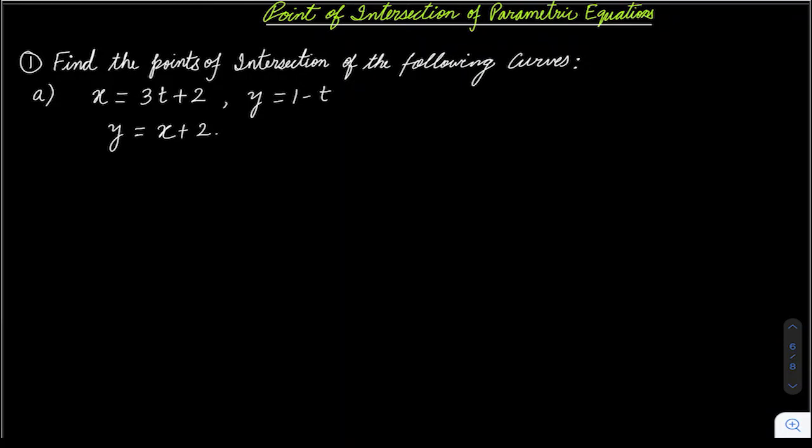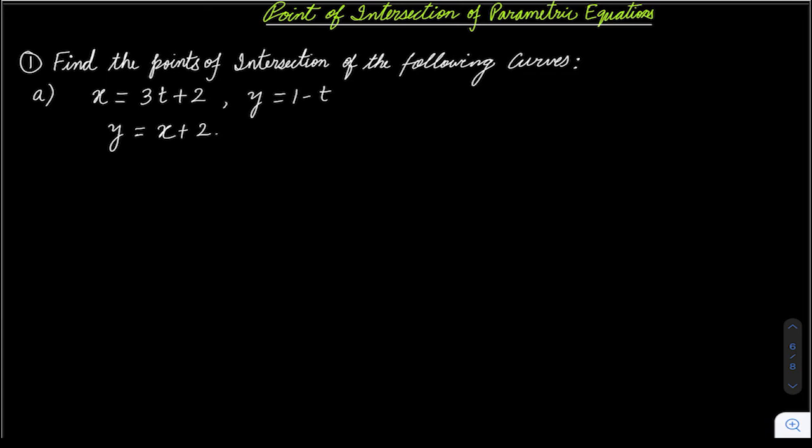Today we are going to see point of intersection for parametric equations. In this there are two topics mainly: point of intersection of parametric equations and a Cartesian equation, or between two parametric equations, or sometimes they say find the points where the curve, mostly a parametric equation, intersects the x and y axis.